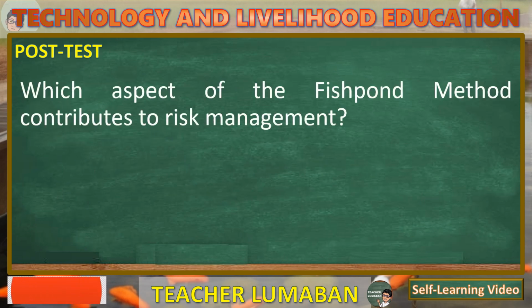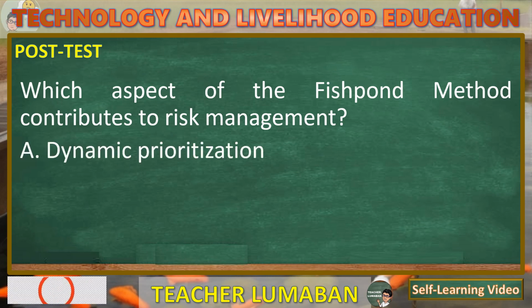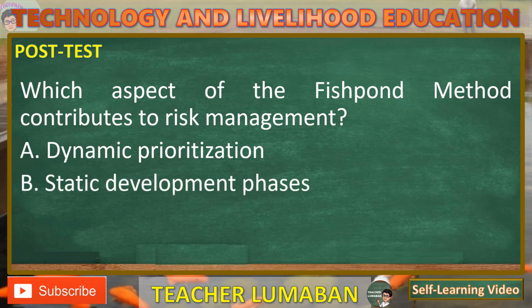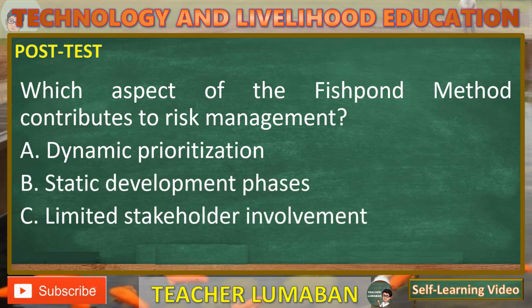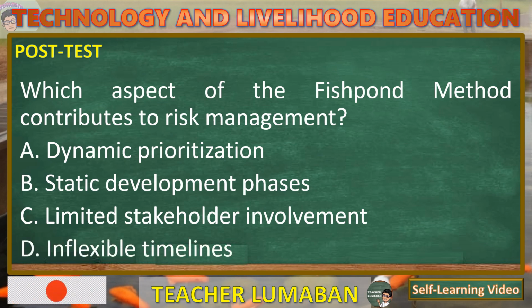Which aspect of the Fishpond method contributes to risk management? A. Dynamic prioritization. B. Static development phases. C. Limited stakeholder involvement. D. Inflexible timelines.